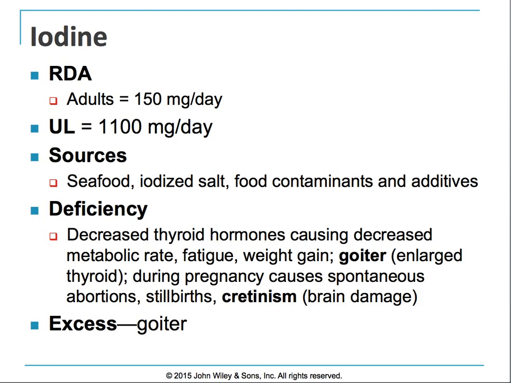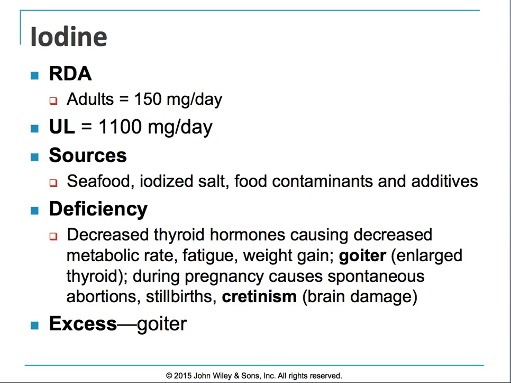So the RDA for iodine in adults is 150 milligrams per day. The UL is 1100 milligrams per day. Sources of iodine include seafood, iodized salt, food contaminants, as well as additives.